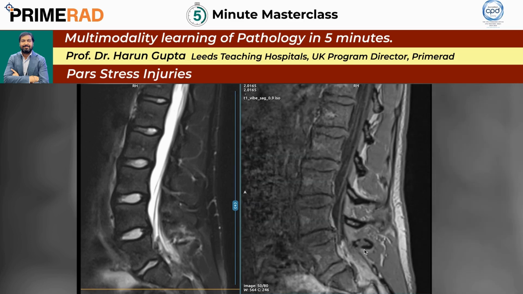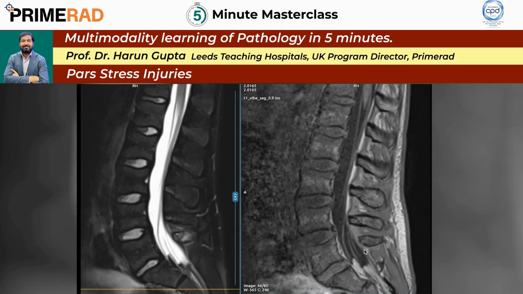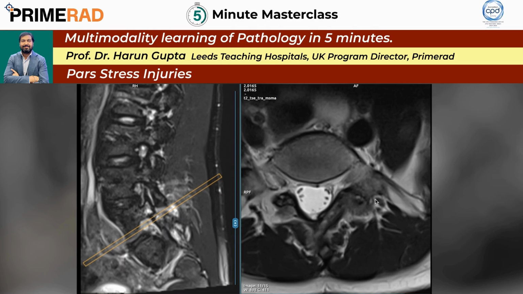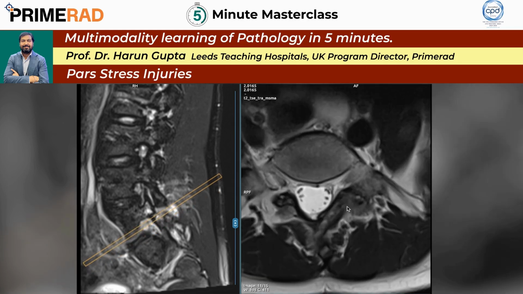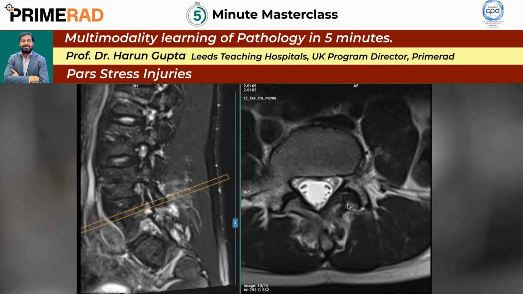Now the next thing we will do is look at the axial sequence. On the right side is the axial T2 non-fat saturated sequence, and this is just to show you the anatomy again, but in the absence of fluid sensitive fat saturation, it becomes difficult to pick up these abnormalities. So one of the sequences which is then employed is called the pars specific sequence. Let's look at that particular sequence.